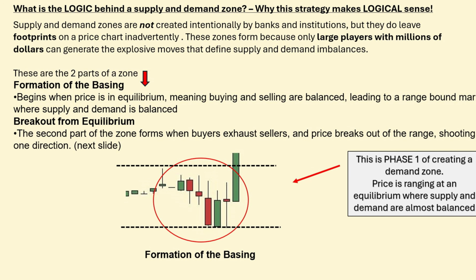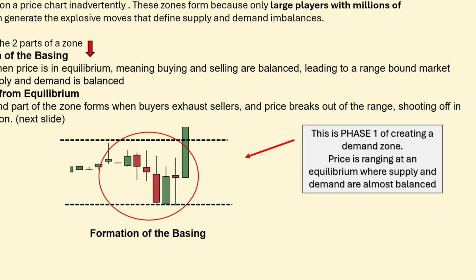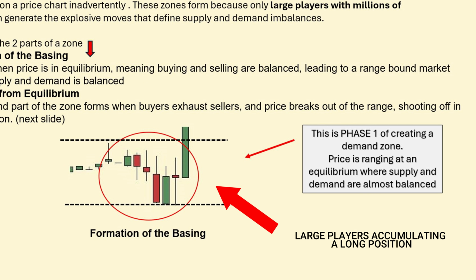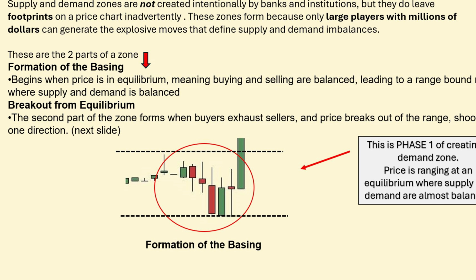So there are two parts of a zone. The first part is the formation of the basing. This is when price is at equilibrium, meaning buyers and sellers are balanced. There's no explosive moves. There's just a range, and this is when the banks and institutions are actually accumulating their position. This is phase one of creating a demand zone. The second part, which we'll touch on here in a second, is the breakout. But it is important to understand that the basing is when the large players are actually accumulating a position before the explosive move away.